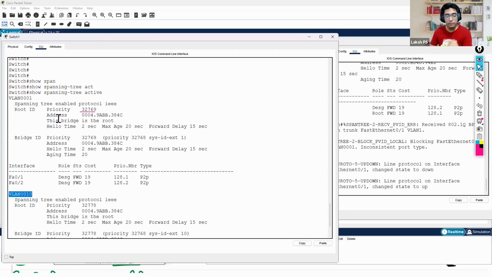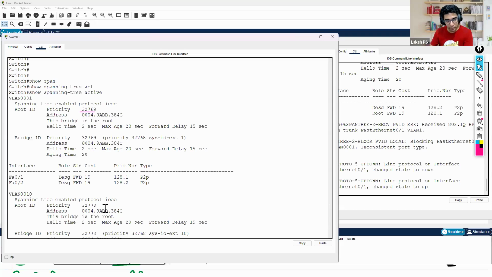And for both the VLANs, this switch is the root switch. You can see for VLAN number 1, this switch is the root switch. For VLAN number 10, also this switch is the root switch. And the system priority number you can see is 32768 plus 10, which is 32778.